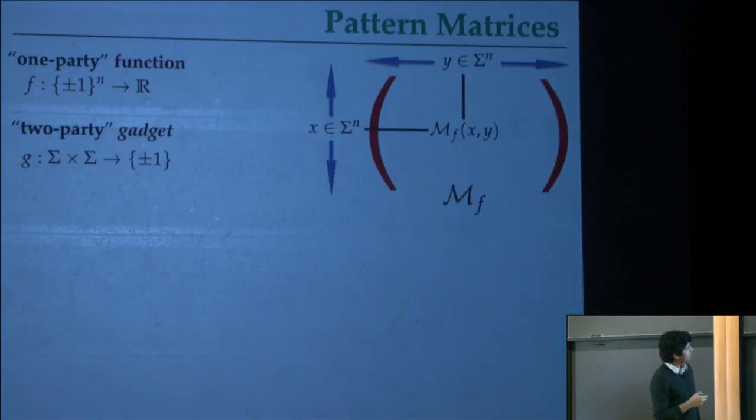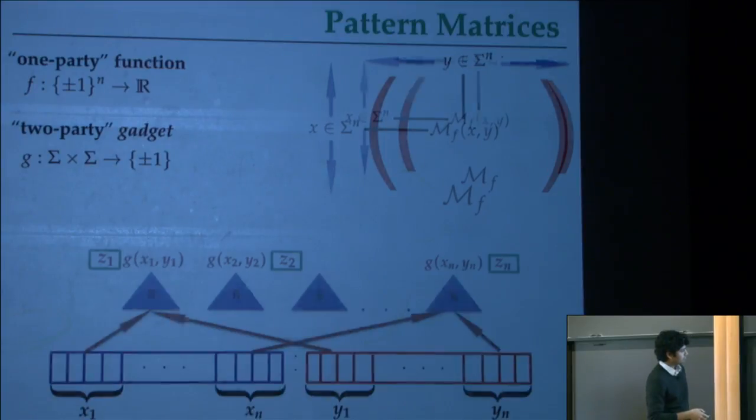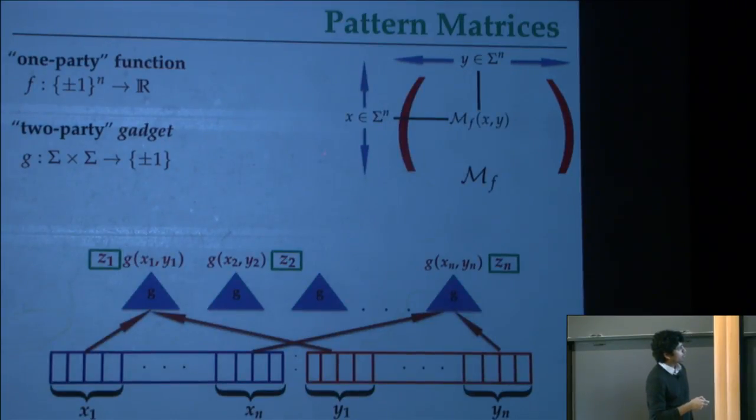A gadget is basically a function that takes two inputs from some alphabet sigma and outputs a single bit. Given a two-party gadget like this and a one-party function f, I can make the communication game in the following way. The row player gets x1 up to xn, so n blocks of sigma; x is an n length string over alphabet sigma. Y again is the input of Bob, who gets an n length string over alphabet sigma. So what's the game? What's the function I want to compute?